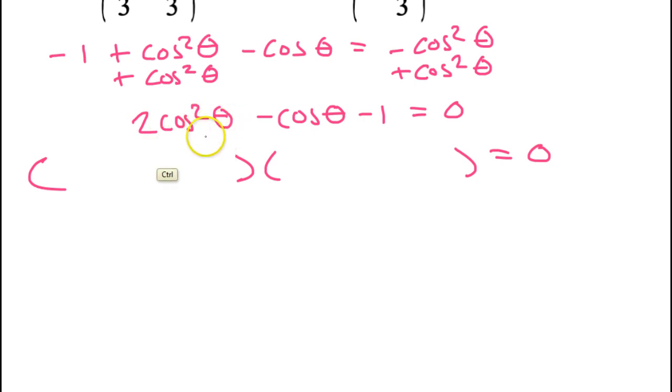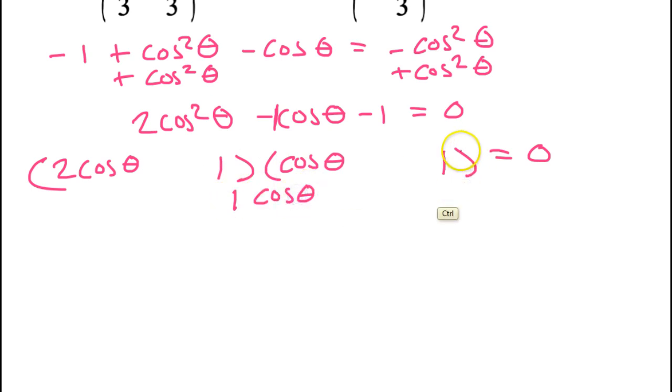2 cosine squared will only factor as 2 cosine theta times cosine theta. 1, I'm ignoring the negative sign for now, 1 can only be 1 times 1. Now the key to my method is inner plus outer equals middle. The middle is like a negative 1 right here. So inner, I have 1 cosine theta. Outer, I'm talking about these two, I'm multiplying, so that will give me 2 cosine theta. Together, these have to equal the middle of negative 1 cosine theta.